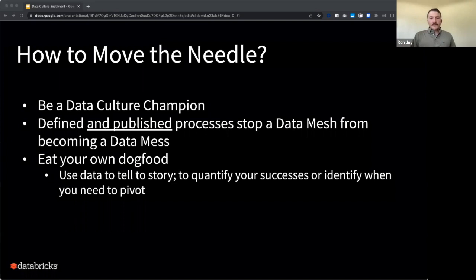And then eat your own dog food, right? Use your data to tell a story, to quantify your success or identify when you need to pivot. So that's the ability to monitor. That's the ability to understand that, okay, I'm tagging all my Databricks clusters, I'm tagging all my jobs, I'm tagging all my workspaces. I know exactly how much everything costs, broken down by project. Awesome. Okay. Now I can say how much each project costs, right?